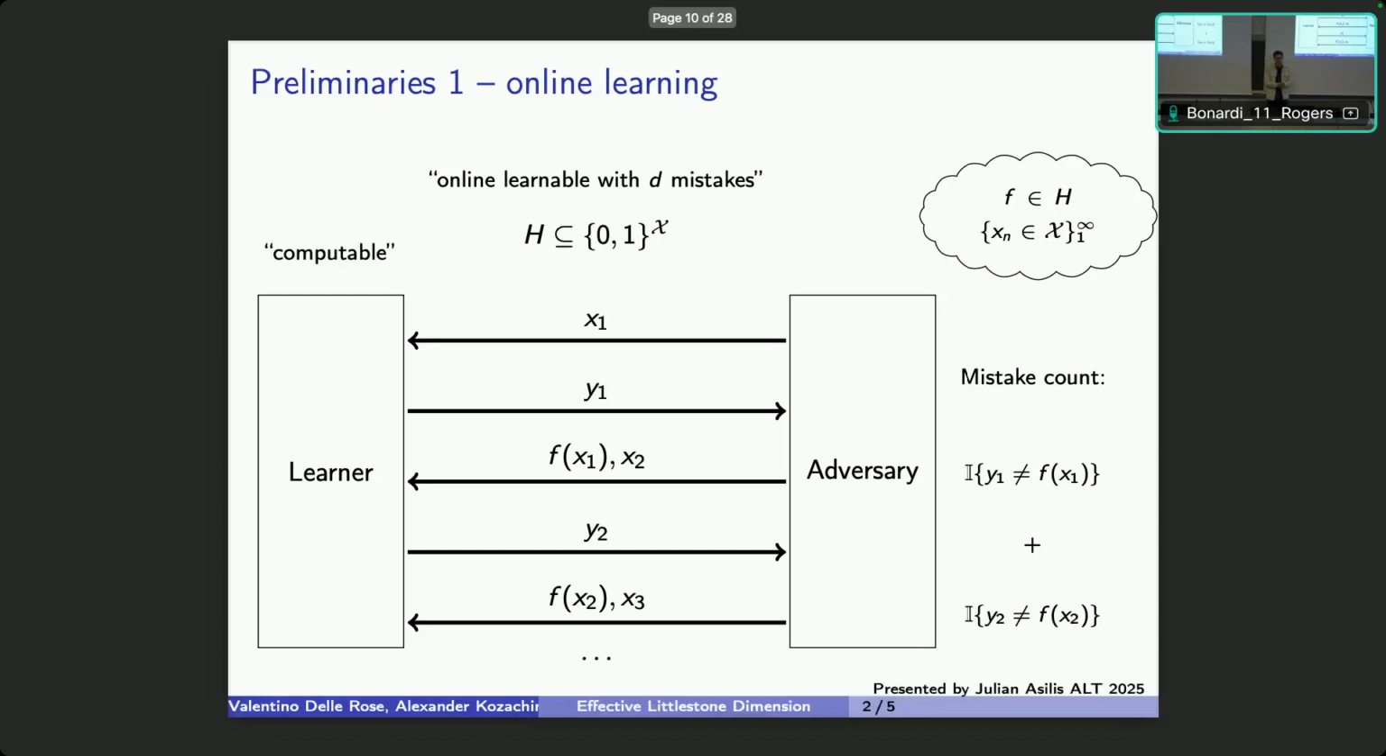Where this paper really comes in is to require the learner to be computable. Typically we are very hands-off when we talk about learners. It's okay for them to be very abstract mathematical functions. What we're going to do now is actually force the learner to be algorithmic. We're going to ask the learner to actually be implementable by some Turing machine.